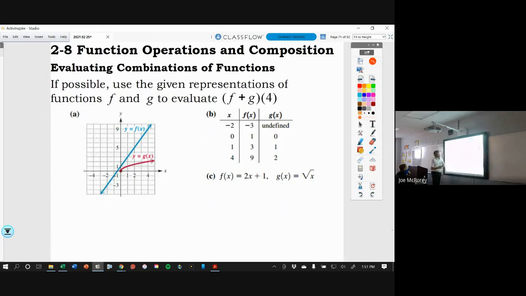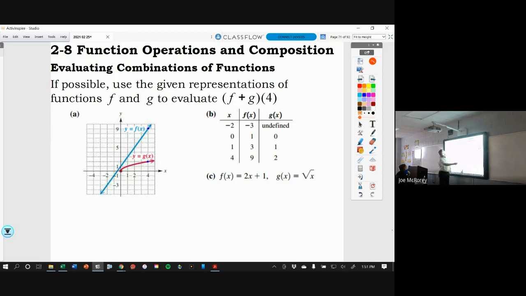Okay. So if I'm looking at the f function, f of 4, the x value of 4 is right here. On the graph, I go up and I find that f of 4 is 9. Y'all good with that? And if I do the same thing on the g function, g of 4, here's 4 again, go up to the g function, and I'm at 2. So 9 plus 2, 11.